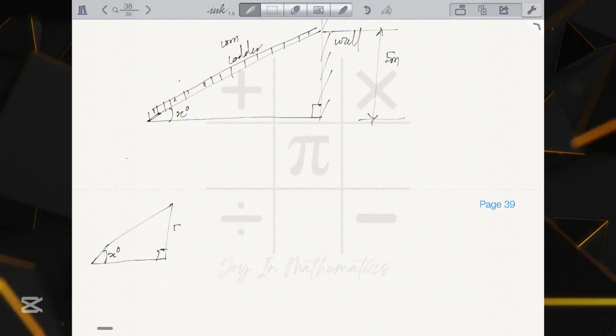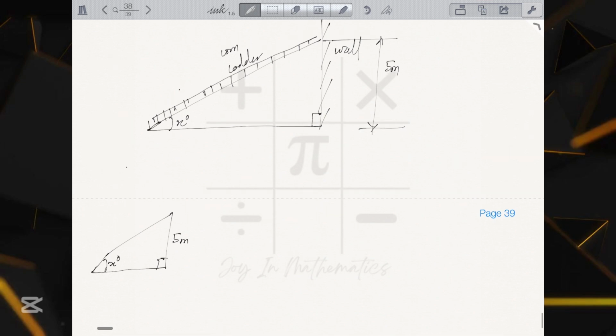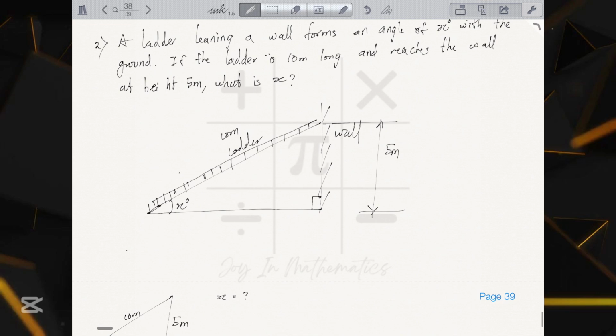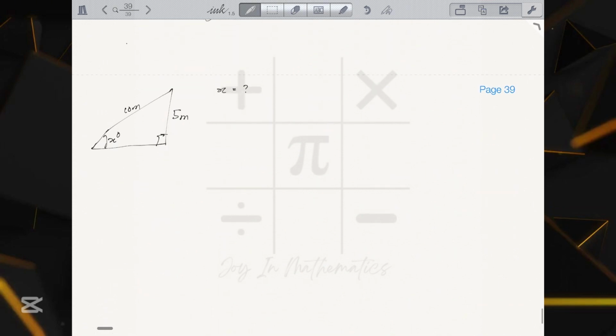We have 5 meters, which is the wall, and we have 10 meters, which is the ladder, and we are asked to evaluate x. A ladder leaning against the wall forms an angle of x degrees with the ground, and this is the ground here. If the ladder is 10 meters long and reaches the wall at height 5 meters, what is x? So this is the description we have, and this is the simplified expression.